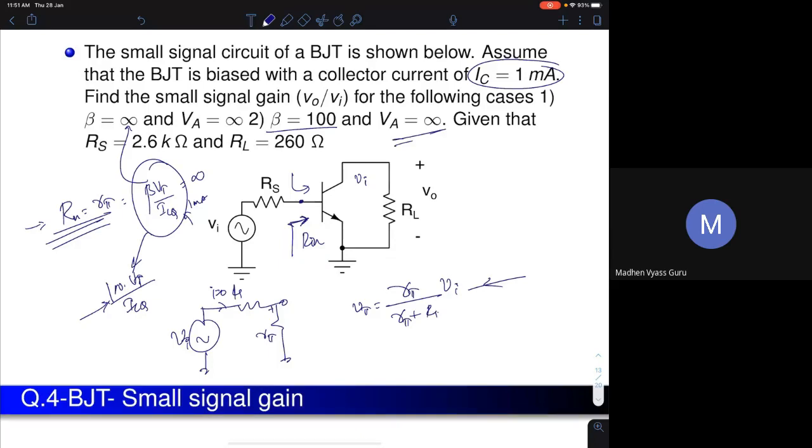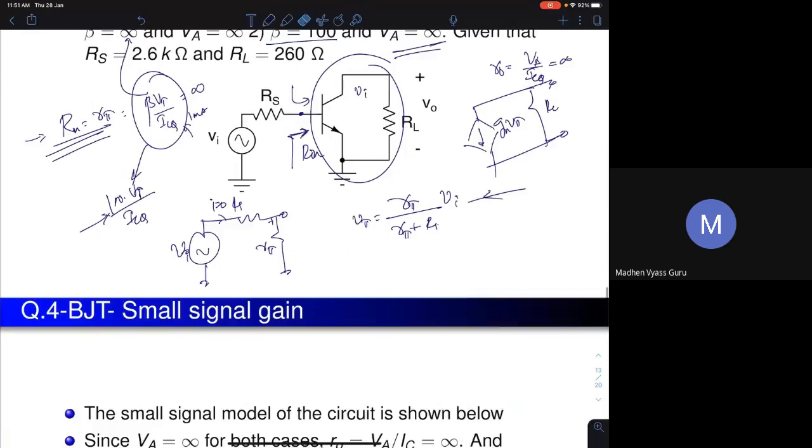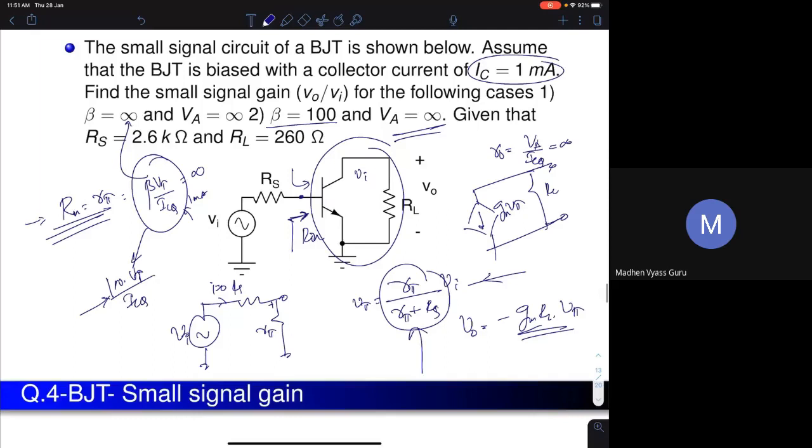The second part remains the same. VA is infinity, so R naught is still infinity. R naught is VA by ICQ, that is infinity. So the small signal model at the output side becomes GM into V pi into RL. So the output voltage V naught will be minus GM RL into V pi, and you can substitute V pi here. So it will be minus GM RL into R pi by R pi plus Rs. So that's the value. Thank you, sir.